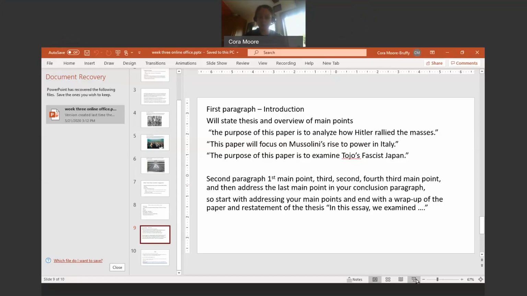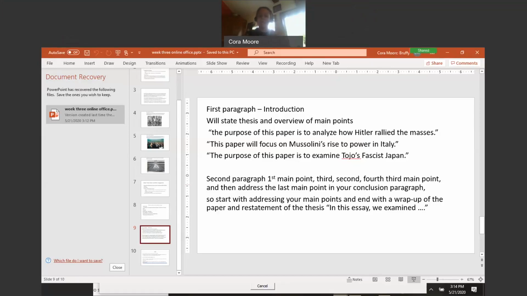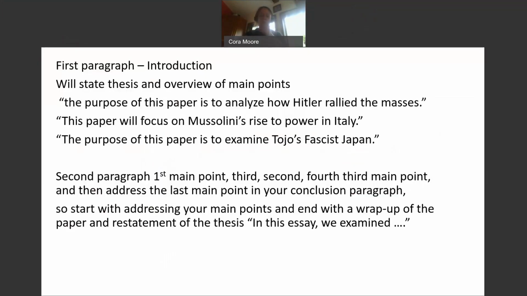So, I was talking about that thesis statement and using phrases like "the purpose of this paper will focus on" or "my paper is analyzing." Any kind of phrasing like that alerts your readers to what the main topic of your paper is. I still said that wrong, but you guys understand what I'm saying. And then once you get to that second paragraph, that's where you're going to first talk about your first main point.